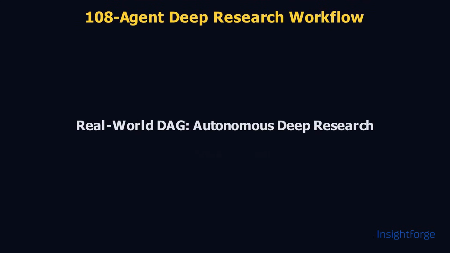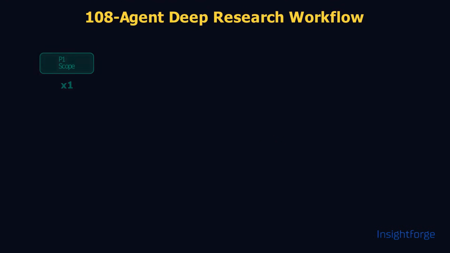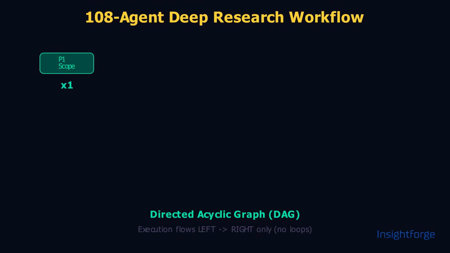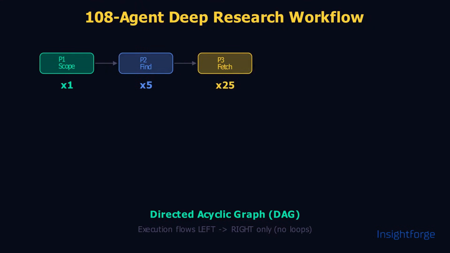To see this in action, let us look at a real-world case study, an autonomous deep research workflow that coordinates 108 specialized agents. When you trigger this system, it dynamically constructs a graph that executes across 5 distinct phases. In Phase 1, a single scoping agent analyzes your request to define the exact research requirements. Therefore, in Phase 2, the workflow spawns 5 specialized agents tasked with finding highly credible websites for each subtopic.